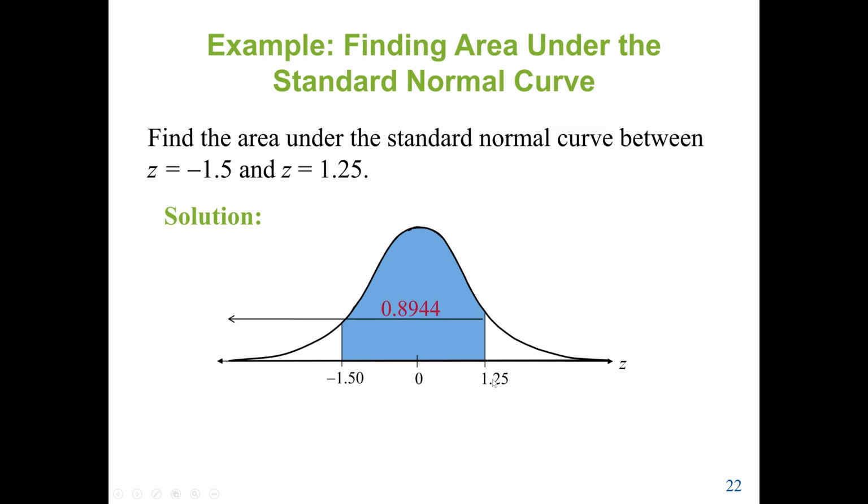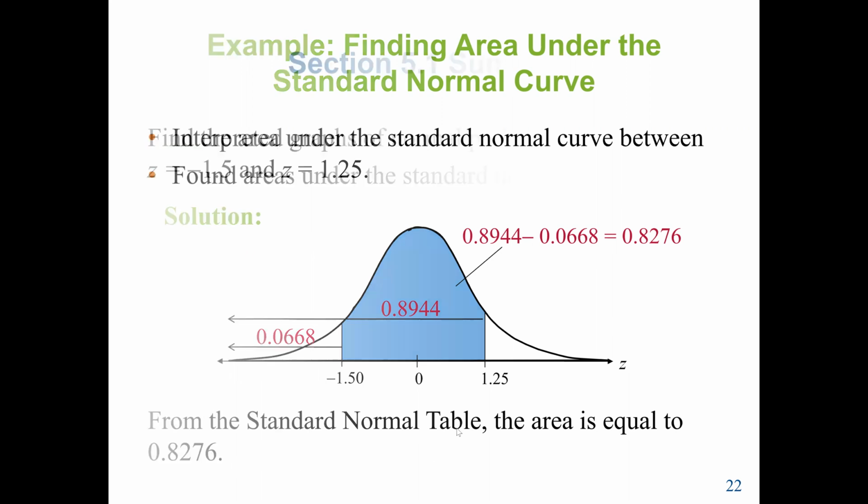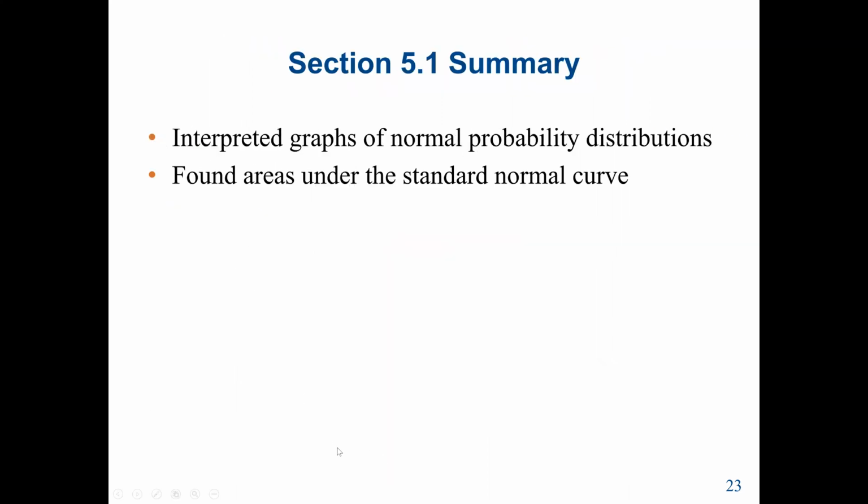So first, we went to our table. We were able to find 0.8944 corresponding to 1.25. From the table again, when I say table, I mean the standard normal table, we get 0.0668 for negative 1.5. Then we find the difference of the two: 0.8944 minus 0.0668, and the solution will be 0.8276. So we say from the standard normal table, the area is equal to 0.8276. So that will be the conclusion of this section.